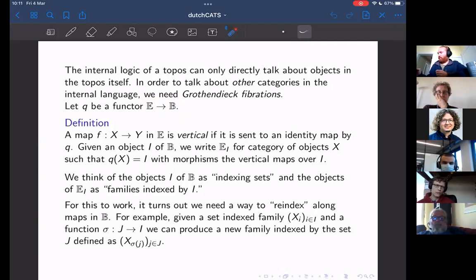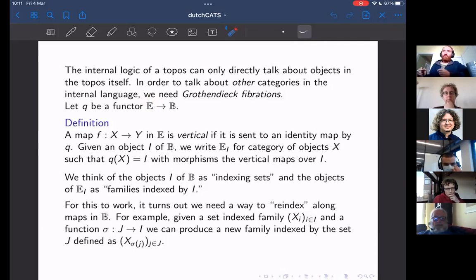So the idea is if we have an object I of B, then we think of this as an indexing object for a family of objects. So maybe think of it as an indexing set, for example. And then things in the fiber of I, we think of it as a category of families of things indexed by I.